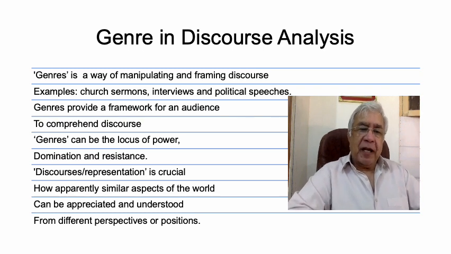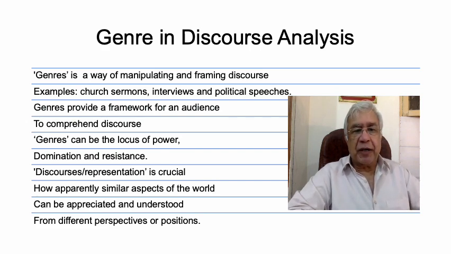First of all, genre. In discourse analysis, genre is a way of manipulating and framing discourses. For example, church sermons, interviews, and political speeches. So genre is a type of speech we use for specific purposes, sometimes politically, sometimes religiously, or sometimes simply interviews. Genre becomes very important because it provides a framework, because the audience will be interested in understanding that, and if he knows what genre is being used, definitely it will be easy for the person to understand. It is the center of the power, it is the focus of the power, because of which one can understand the domination and the resistance.